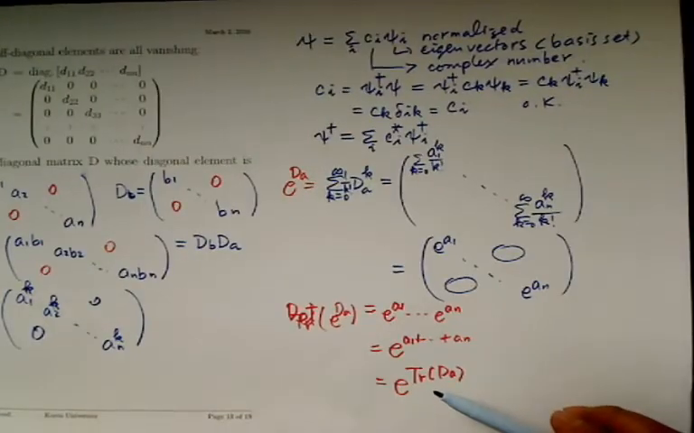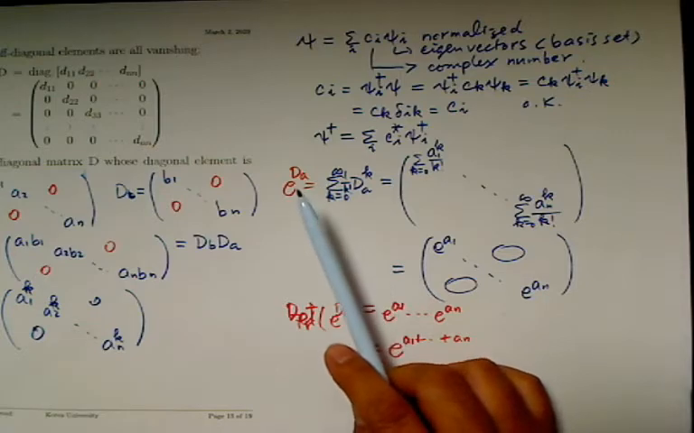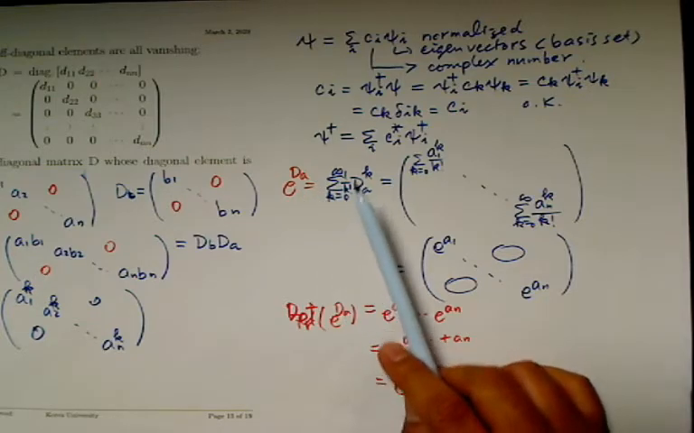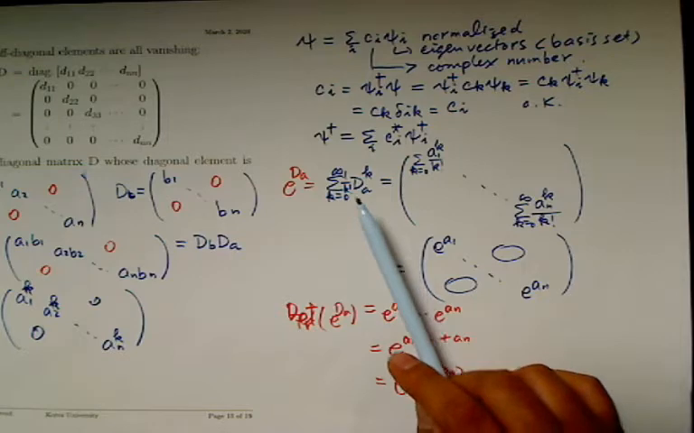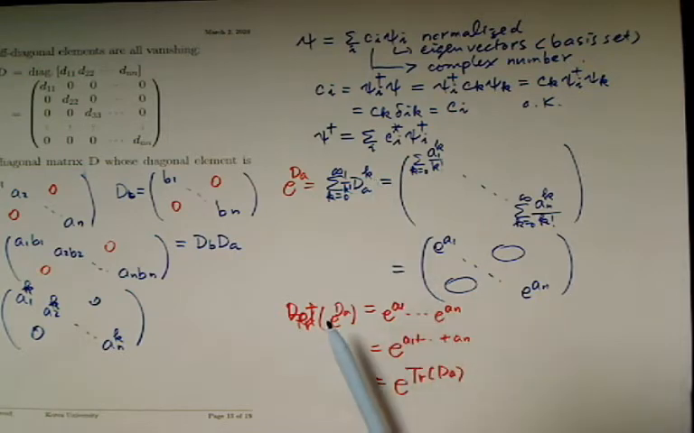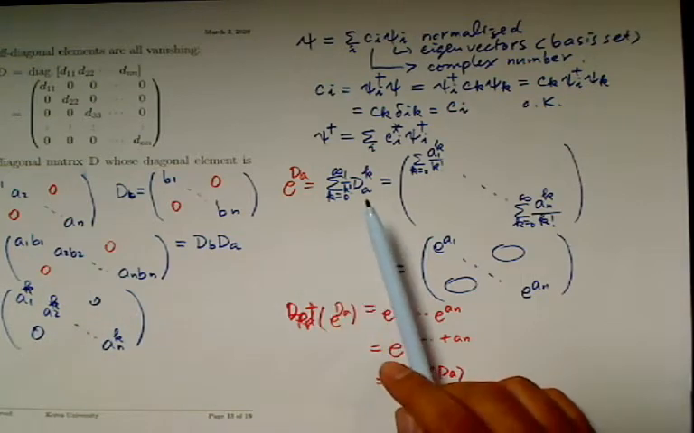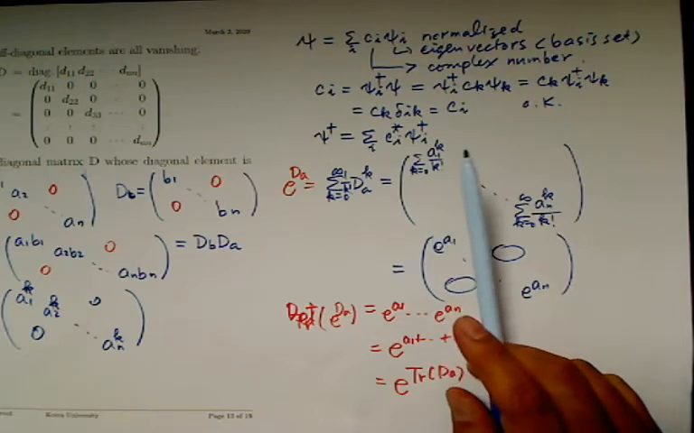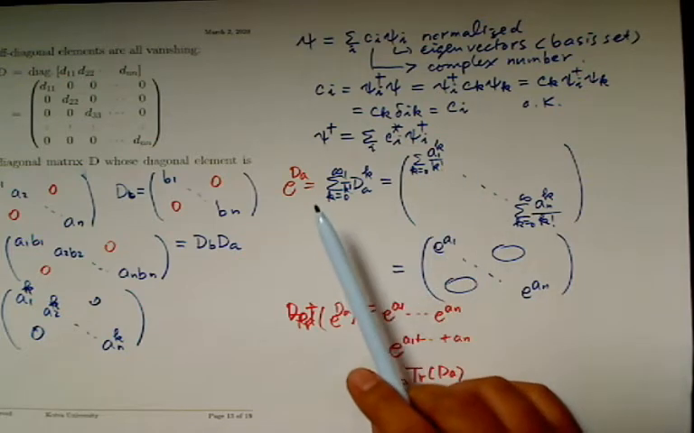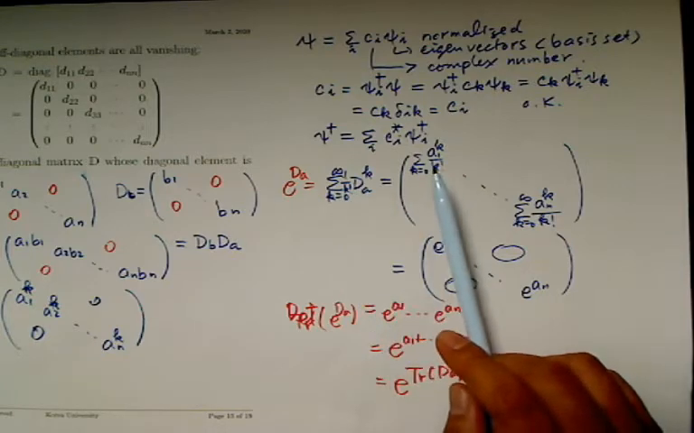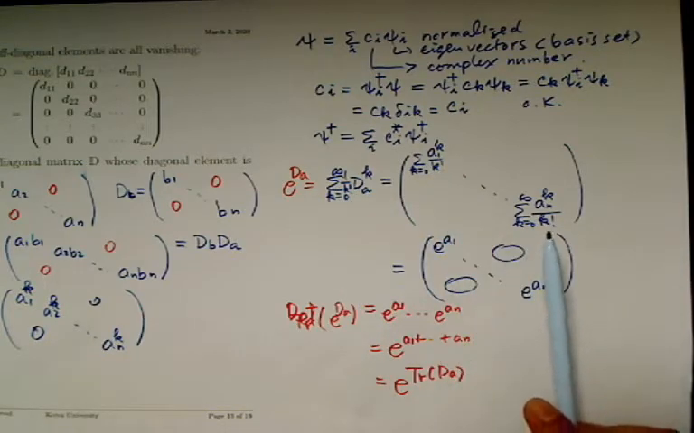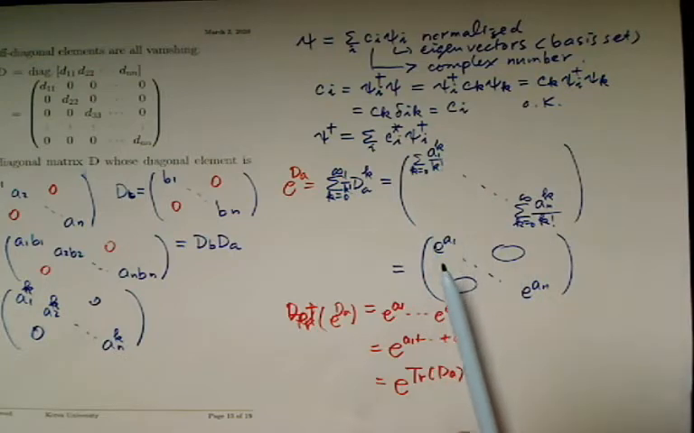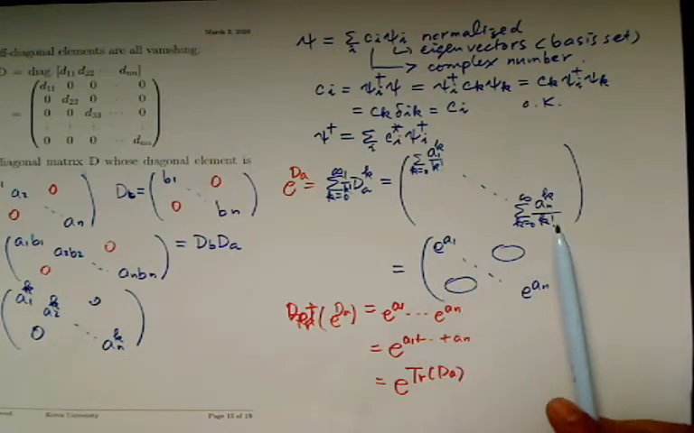Because of this, if we exponentiate the diagonal matrix, it is a summation of 1 over k factorial times the diagonal matrix to the power k. If I apply this here, the summation is similar for every element separately. And we know that this gives the exponential of the first element up to the exponential of the last element.